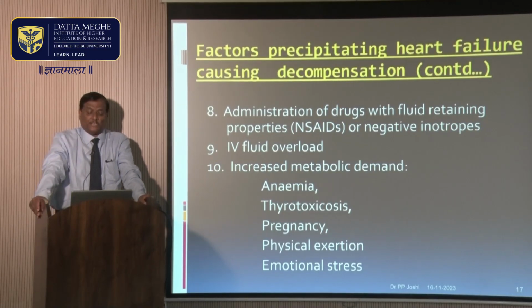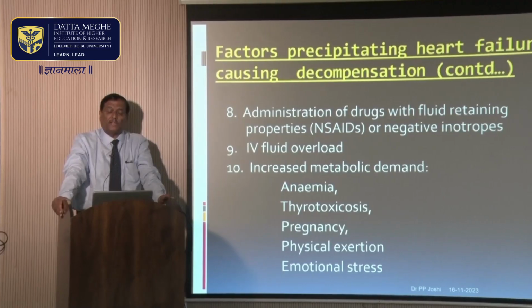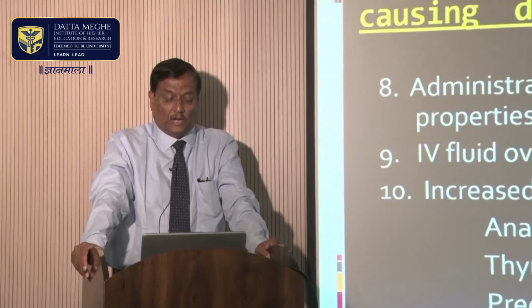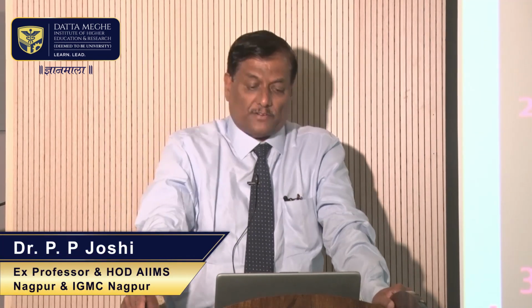If a person who has compensated heart failure is administered drugs like non-steroidal anti-inflammatory drugs or negative inotropic drugs like diltiazem or verapamil, these patients can also develop frank heart failure. IV fluid, if it is given in overload, and whenever there is an increased metabolic demand, like in patients with anemia, thyrotoxicosis, pregnancy, physical or mental exertion or emotional exertion, all are factors which can precipitate heart failure, causing decompensation, leading to hospitalization. There are various stages of heart failure.